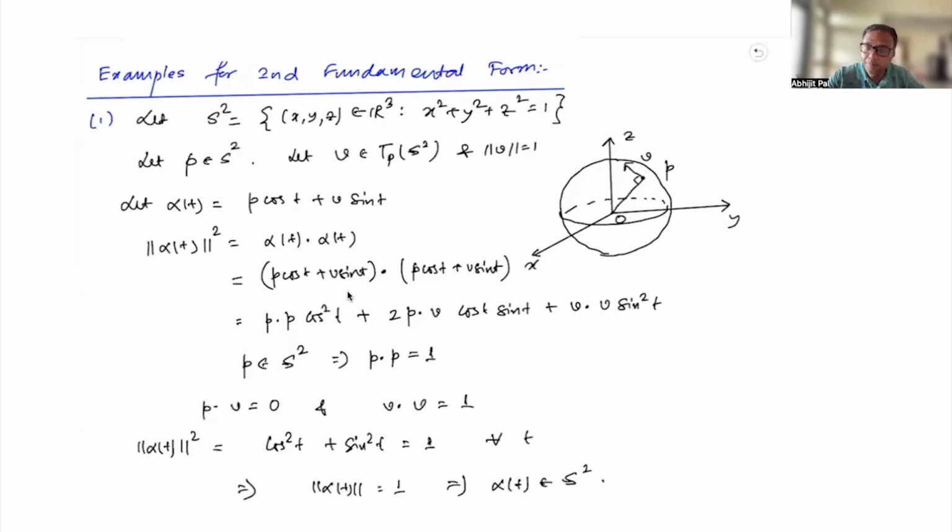So I have a curve inside this S2 such that the tangent vector at point P of that curve is the vector V. And this curve, in fact, is the red circle passing through the point P. Why does this curve pass through point P? If I take alpha(0), this is equal to P.